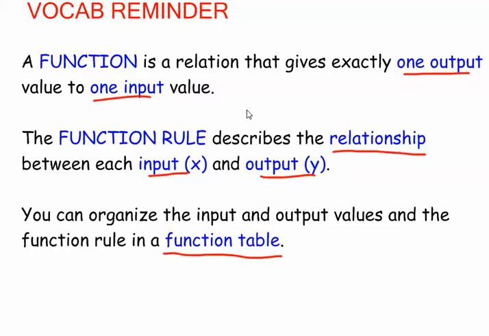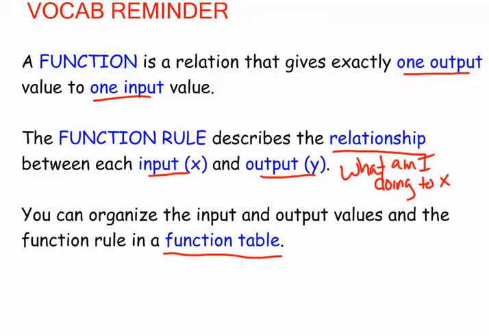And then the function rule is going to be looking at the relationship between the x and the y value, the input and the output. So it's basically asking you, what are we doing to x? What am I doing to x? You don't have to write that, but so what am I doing to my x value? And then finally, the function chart is what we're going to organize. So we're going to organize the input and the output values in a function table. So go ahead and pause the video and make sure you have those written down, and then we'll go over them.